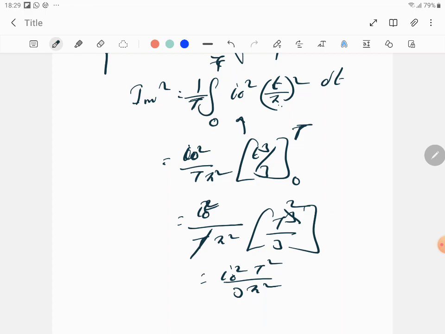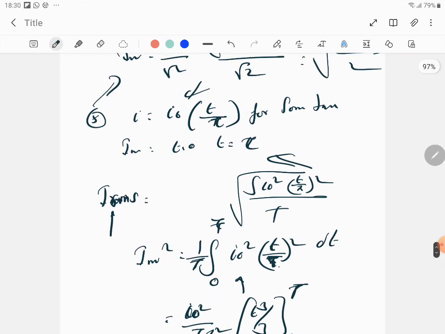So I am supposed to get an answer of I naught square and a root 3. Where did the pi square come from? They have not taken the pi form, they have taken it as 3. According to the question, it's capital T.